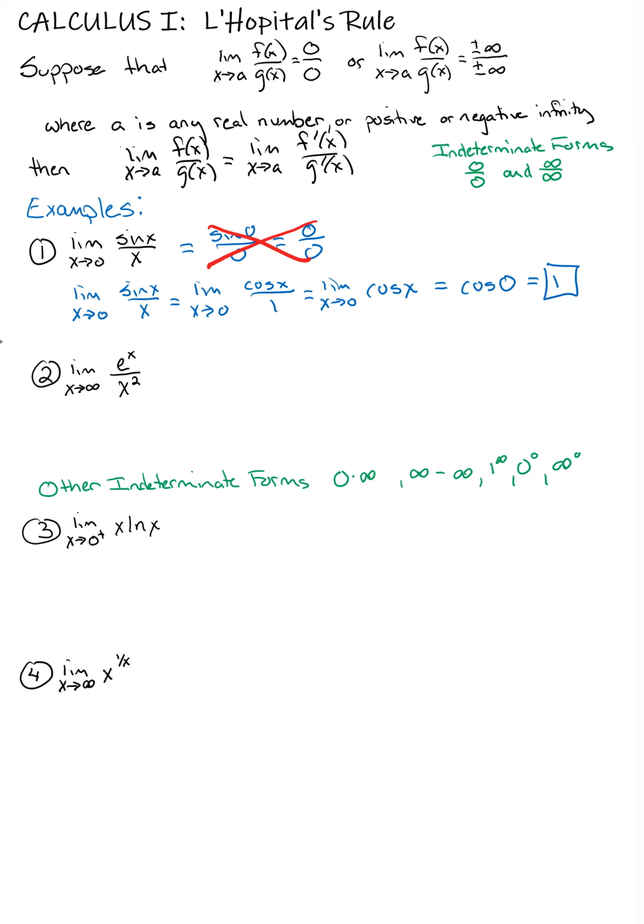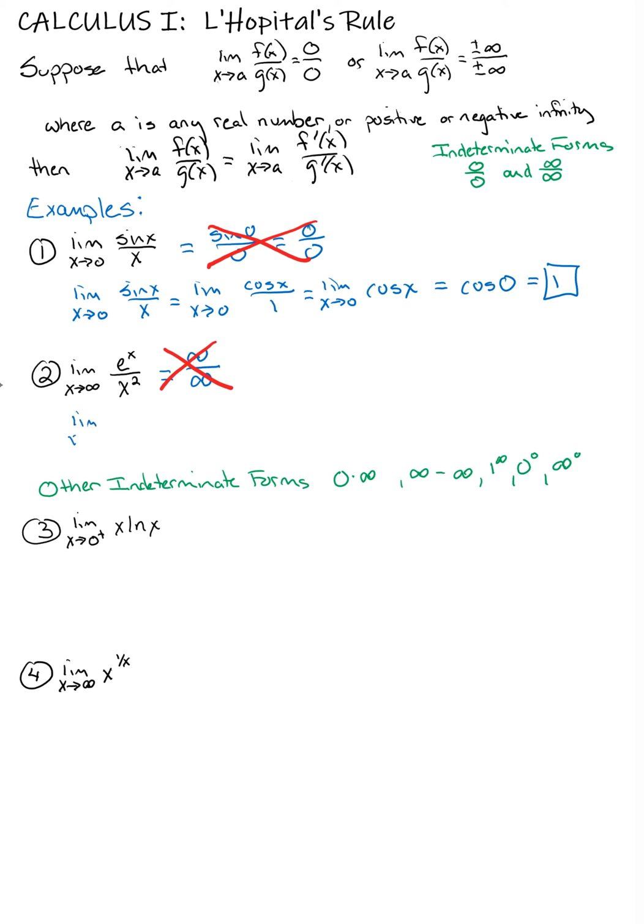Wasn't that nice? Example 2 here, we're taking the limit as x approaches infinity of e to the x over x squared. If we were to simply evaluate this limit as x goes to infinity, e to the x also goes to infinity, and x squared goes to infinity, which is not going to work for us. However, it is ready to go for L'Hopital's rule.